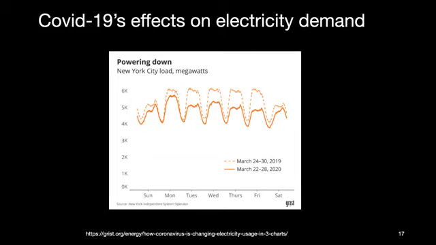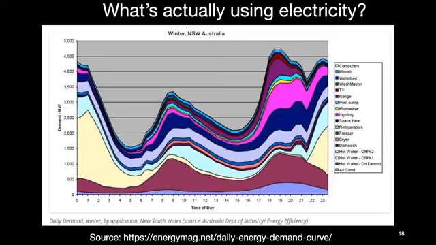Here, we're seeing essentially daily demand over the course of a week, March 2019 and March 2020, showing this significant decrease of about a gigawatt in New York City because of COVID. Let's take a closer look at demand. One more kind of set of demand graphs here.